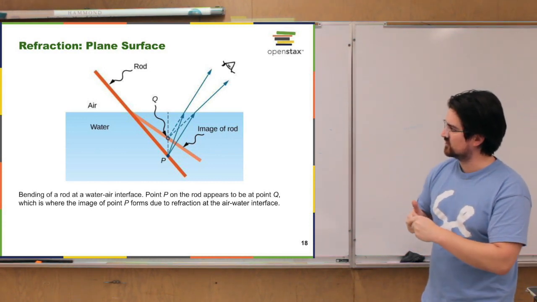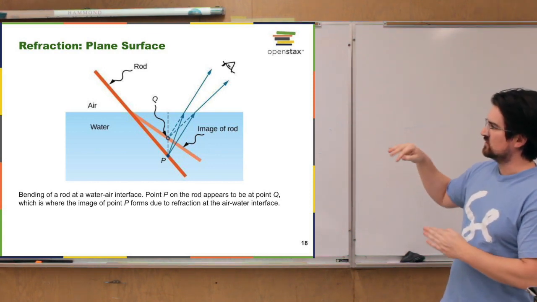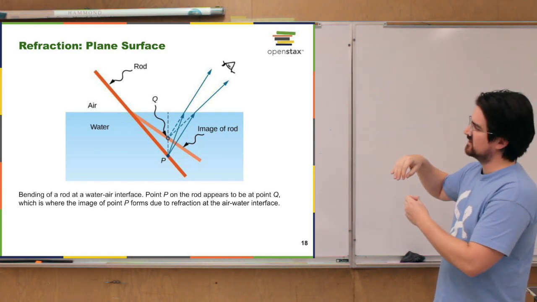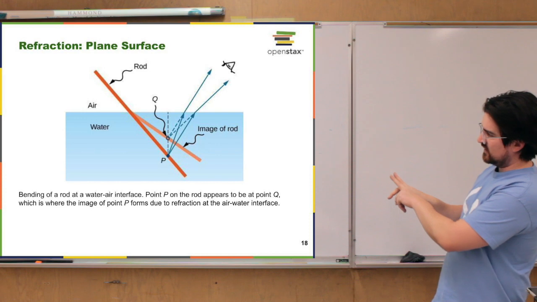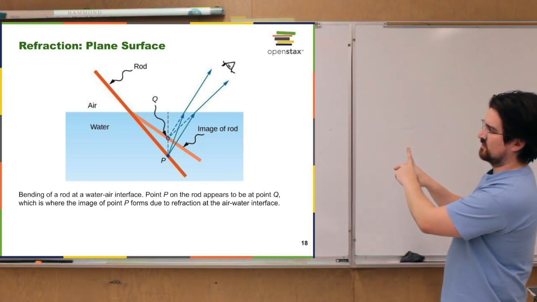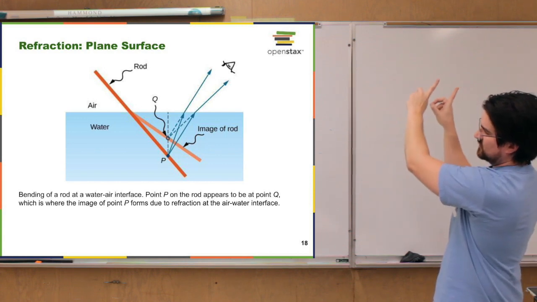One way to understand that property, or what happens, is to trace out some of the light rays. When we do that in this diagram, you see the light rays coming from P. We extend some of those out, and they both refract at the surface.